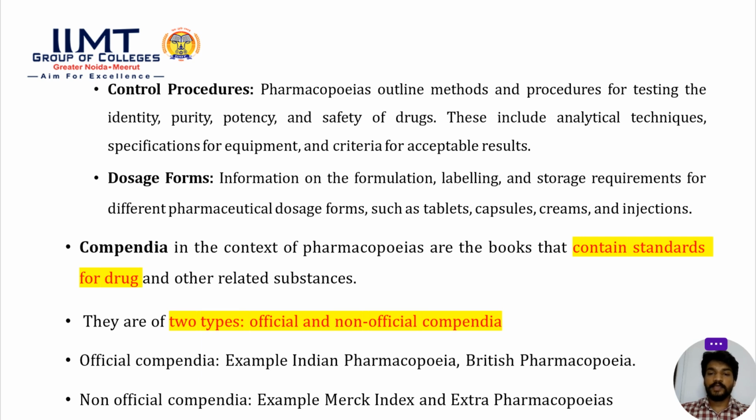Compendia, in the context of pharmacopoeias, are the books that contain the standards for drugs and other related substances. They are of two types, official and non-official compendia. Official compendia are, for example, the Indian Pharmacopoeia and British Pharmacopoeia, and non-official compendia are the Merck Index and the Extra Pharmacopoeia. So due to the time constraint, this is all for this video.